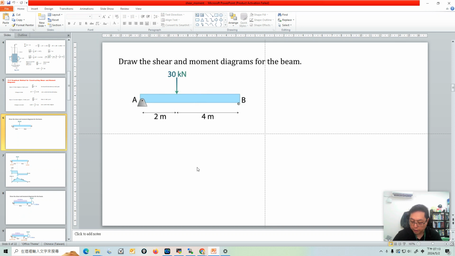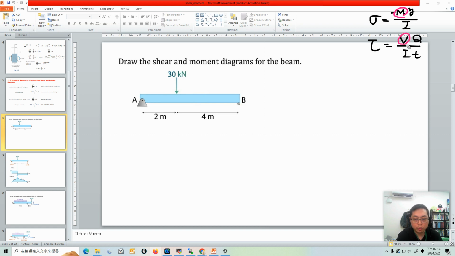Previously, when we calculated bending stress and transverse shear in a beam, do you remember the formula? For the bending stress, it is My over I. And the transverse shear is VQ over It, right? In these two formulas, there is an important physical quantity. For the bending stress, we need to know the moment, and for transverse shear, we need the shear force.